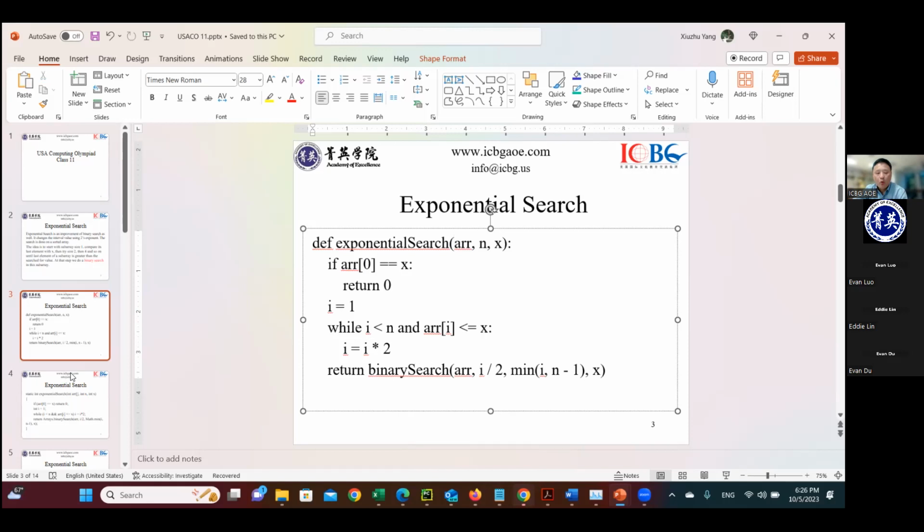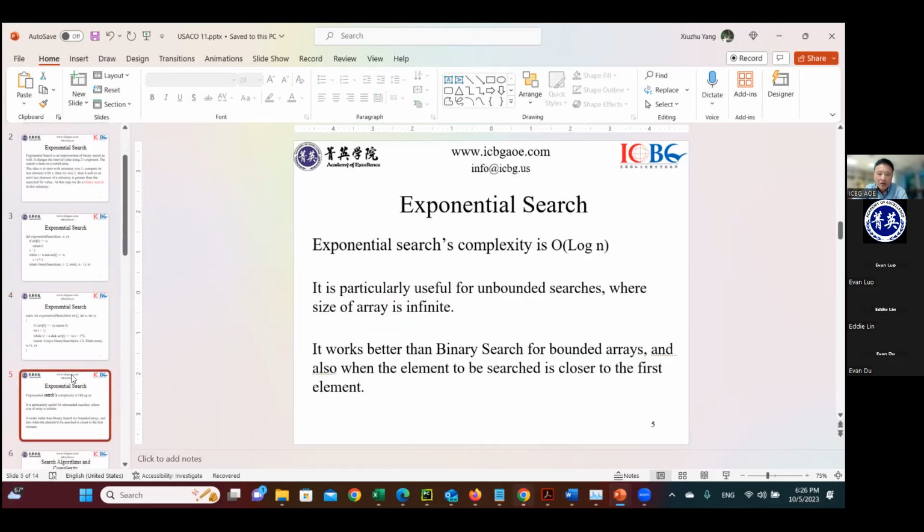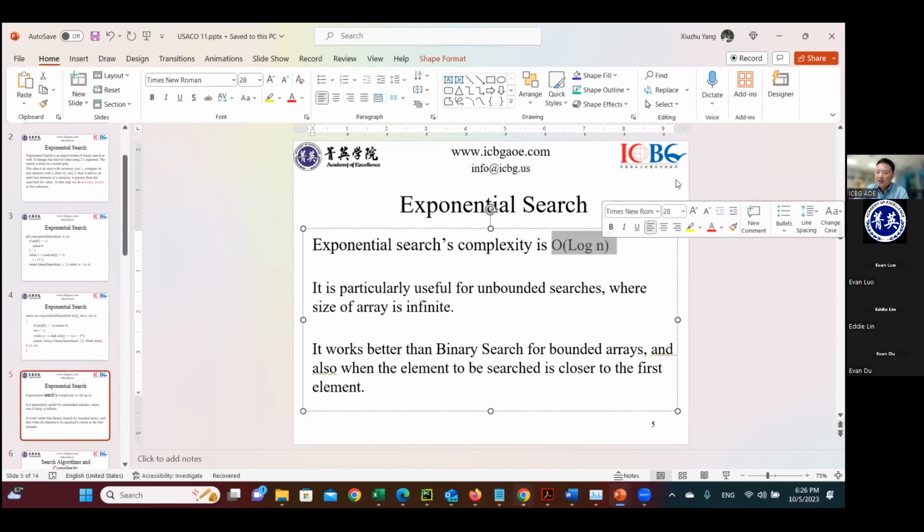And I want you to keep this code. The next one is for Java. So let me skip that. So why do we need to do the exponential search? So you see, exponential search's complexity is log n. Log n is the complexity of a binary search, but it's more efficient than the binary search, so it's very good. It is at the same level, but it's better. It is better, okay? It's better.